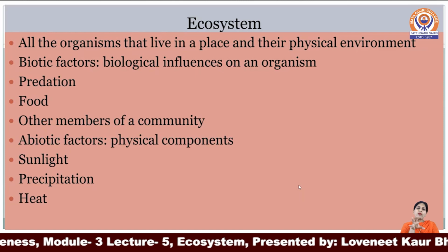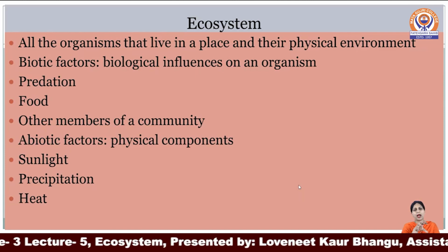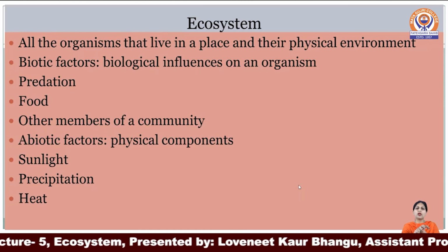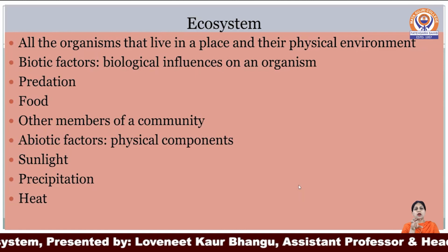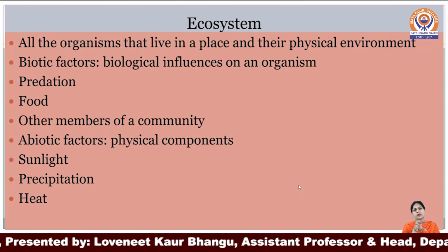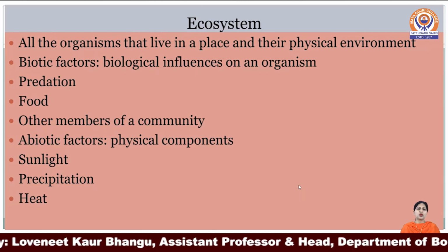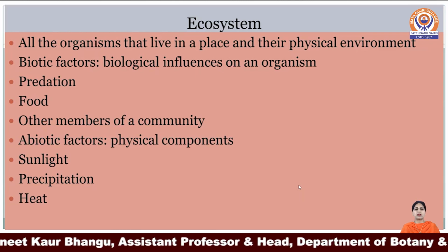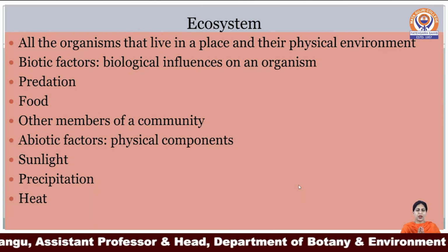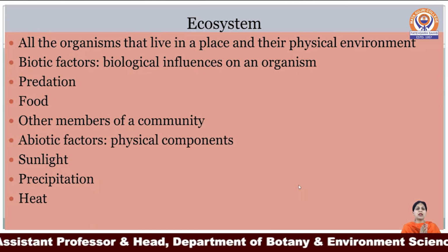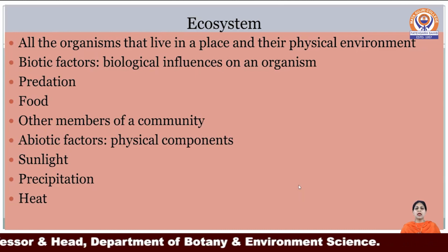Now here, if we add the abiotic factors along with the community, that is, all the biotic factors, the living factors comprising a community, it forms an ecosystem. Or in other words, we can say the sum total of biotic and abiotic factors brought together forms an ecosystem. Or if we want to define it, all the organisms that live in a place and the physical environment constitute an ecosystem.